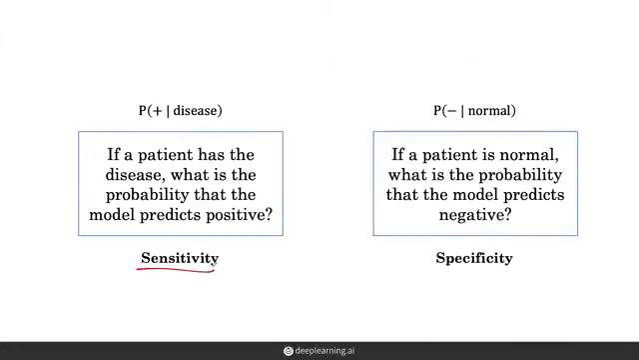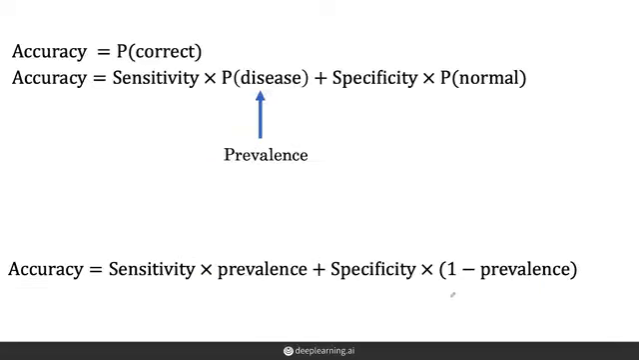Sensitivity is the probability that the model classifies a patient as having the disease given that they have the disease. Specificity is the probability that the model classifies a patient as being normal given that they are normal. Thus, we've broken our global measure of accuracy down into the useful quantities of sensitivity and specificity.